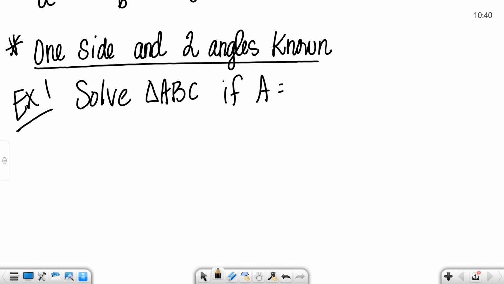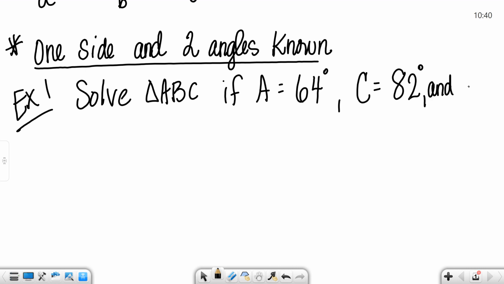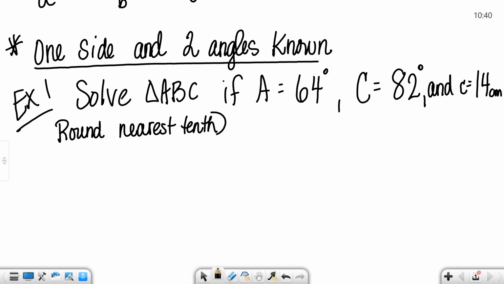And I'm going to give you that A is 64 degrees. Okay, capital A is an angle. Capital C is 82 degrees. Again, that is an angle. And little c is 14 centimeters. So that would be a side opposite angle C. And we're going to round our final answers to the nearest tenth. Remember, I said your final answer.